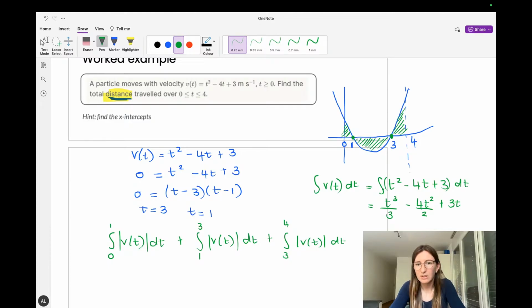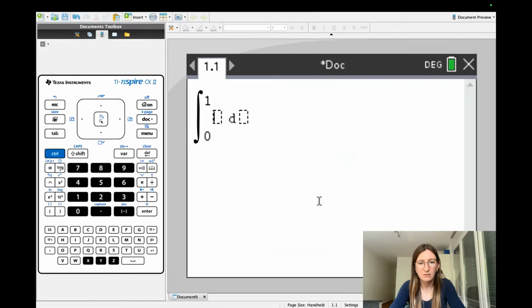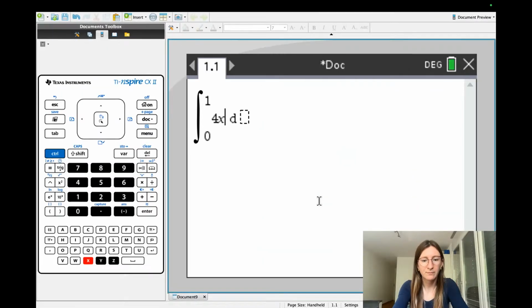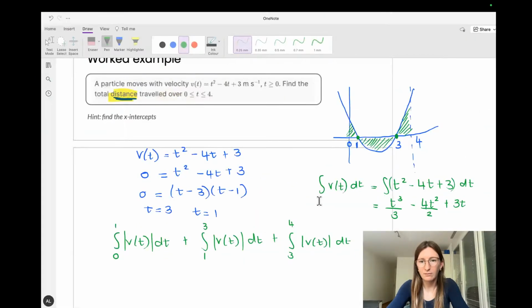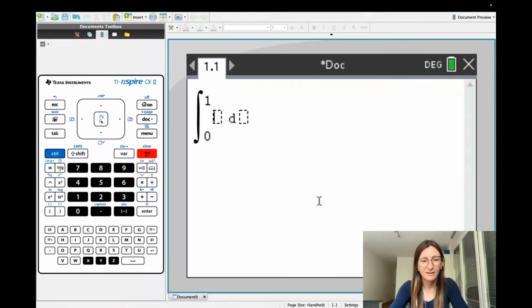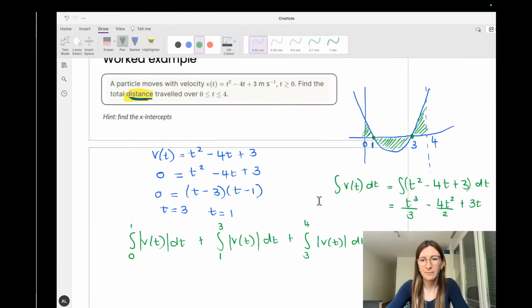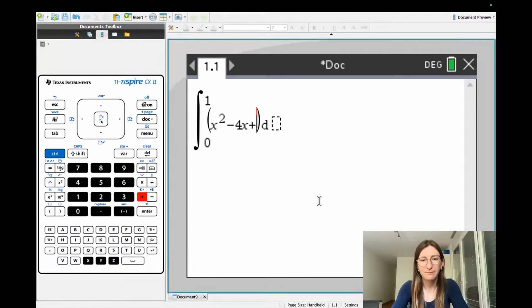So what we had was t squared minus 4t plus 3, but let's use x. So let's do x squared minus 4x plus 3. Okay, and I'm integrating with respect to my variable x. So there we go.